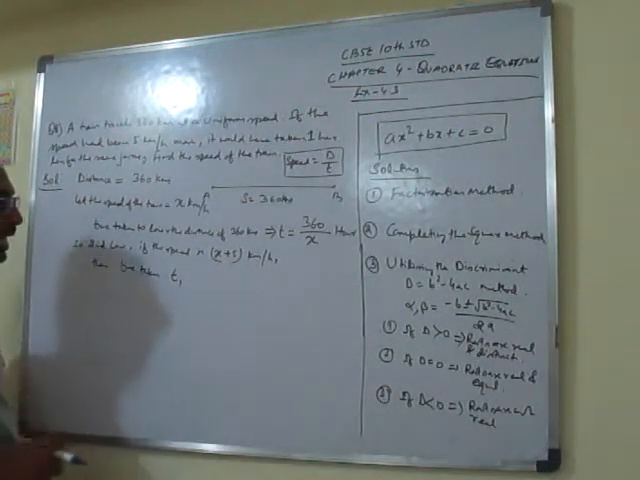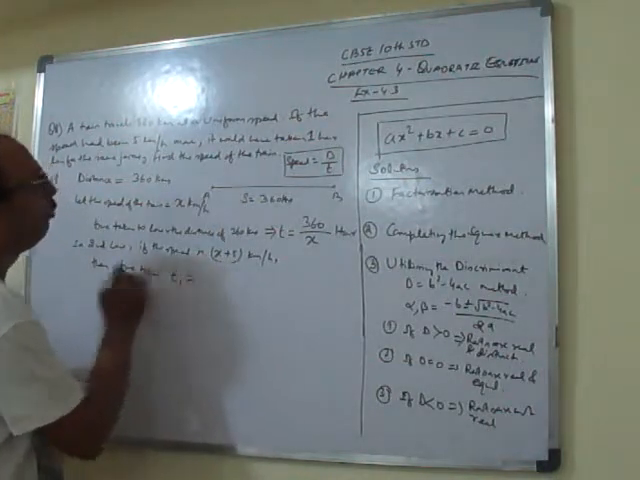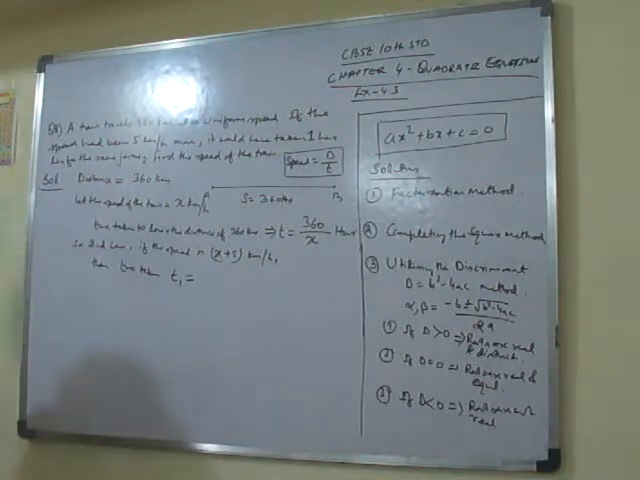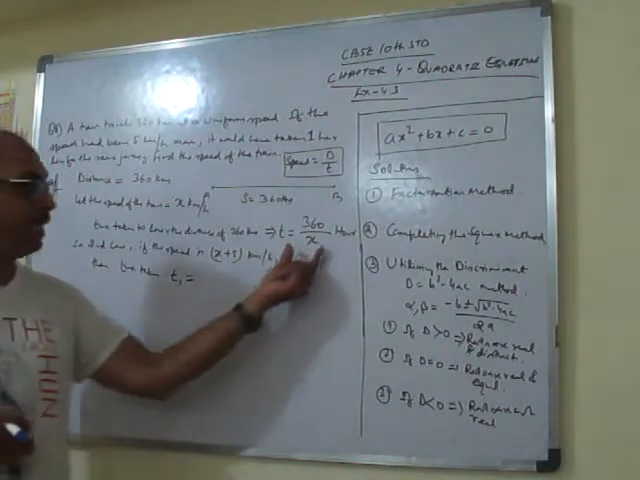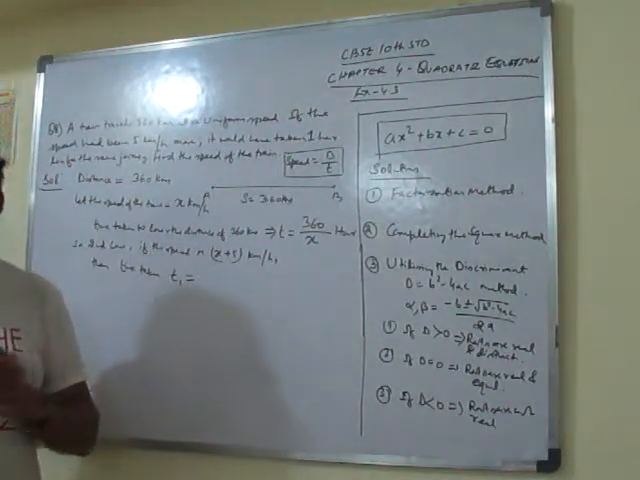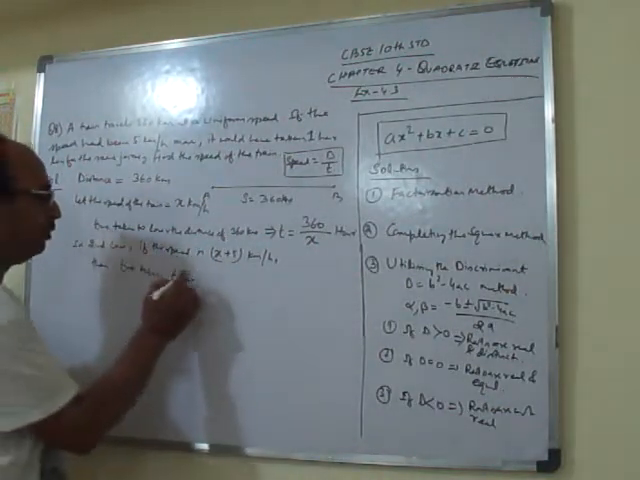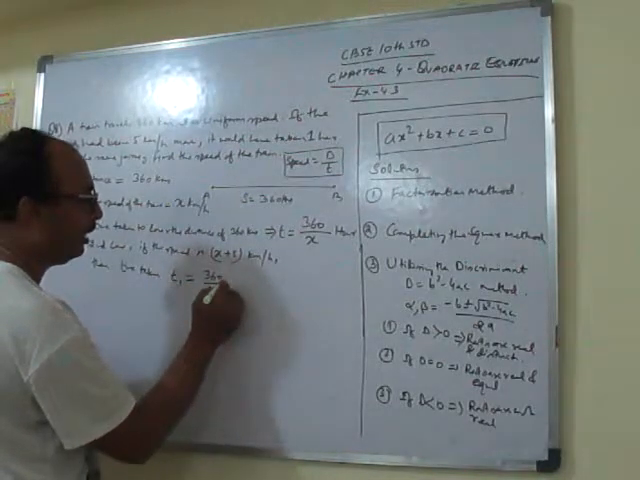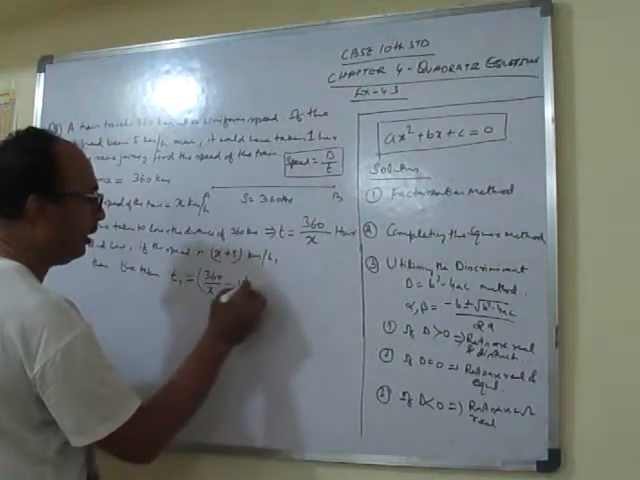So this time taken will be what? It would have taken 1 hour less for the same journey. 1 hour less means earlier it is taking 360 by X, so 360 by X minus 1 hour. Correct?